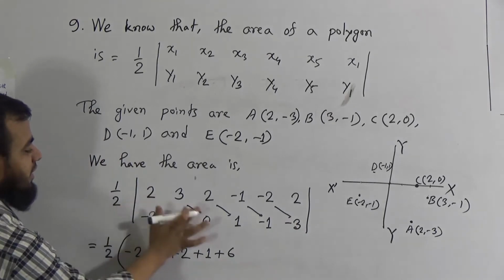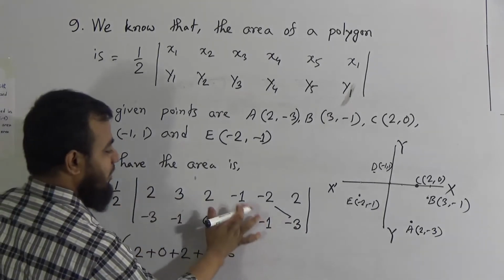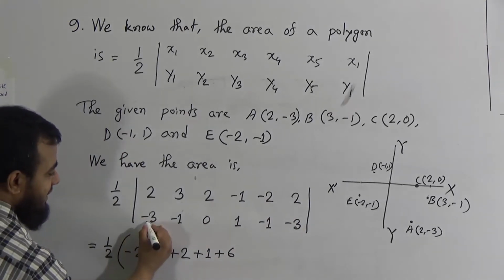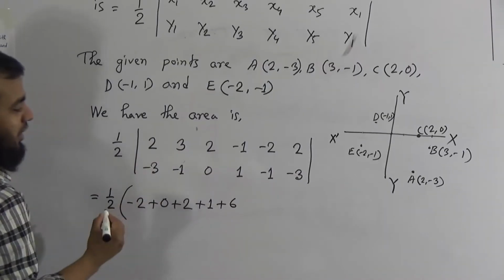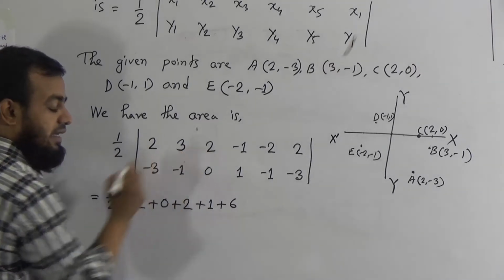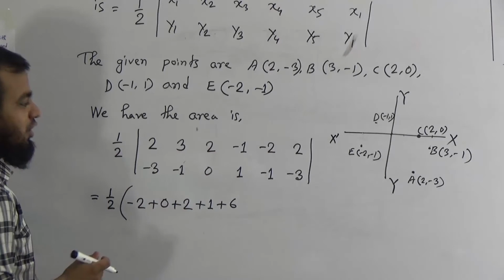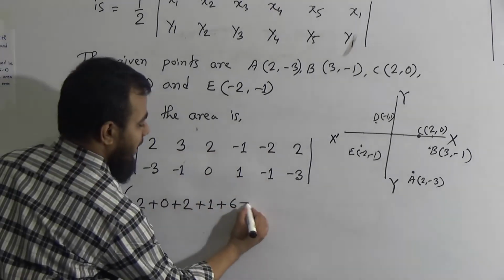Now we will multiply bottom to top and left to right. Left to right, bottom to top, that means -3 multiplied with 3. -3 with 3 is -9, and we have a minus sign before it as per the formula, so it will be plus 9.